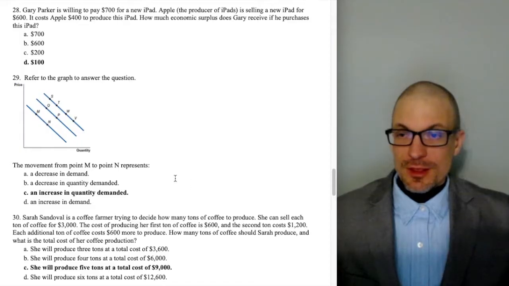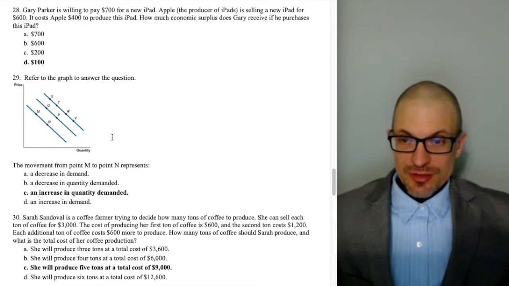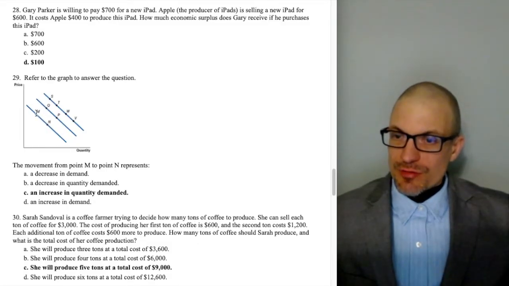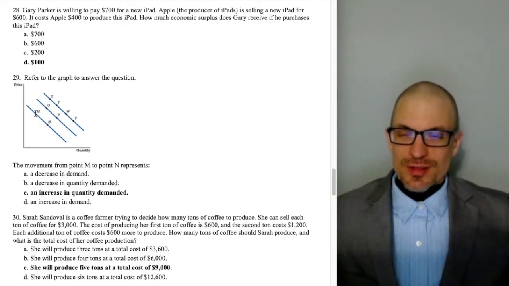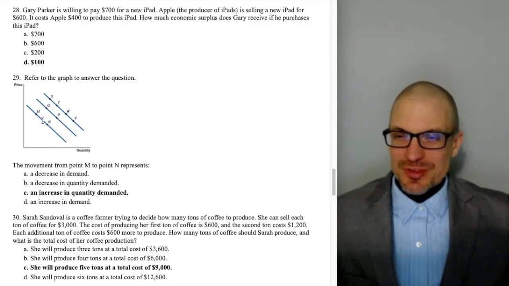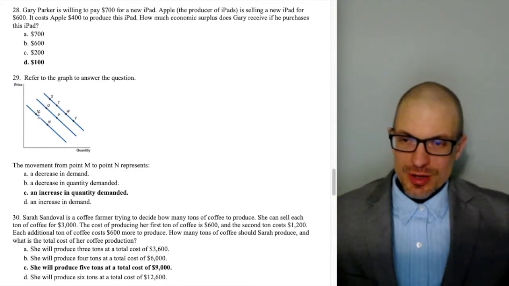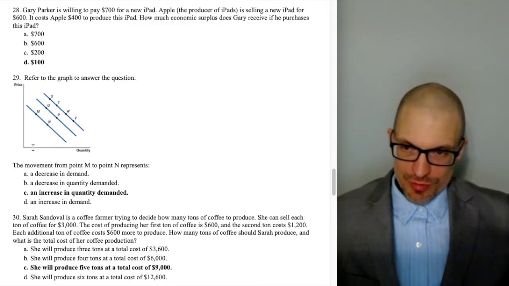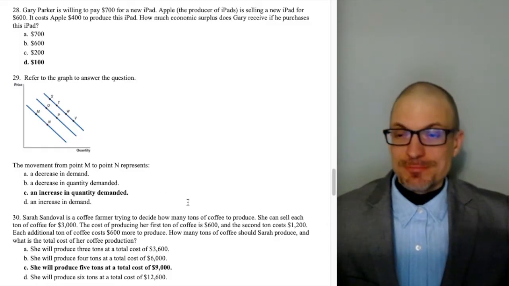All right, so refer to the graph to answer this question. The movement from point M to point N, sorry, I've read this wrong. M to point N is an increase in quantity demanded, decrease in price, right? So increase in quantity demanded, we're moving down the demand curve, we're moving further to the right, so the quantity is increasing, going from M to N.